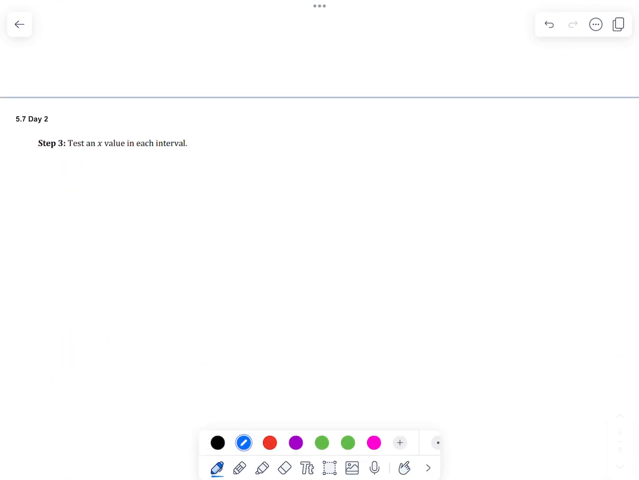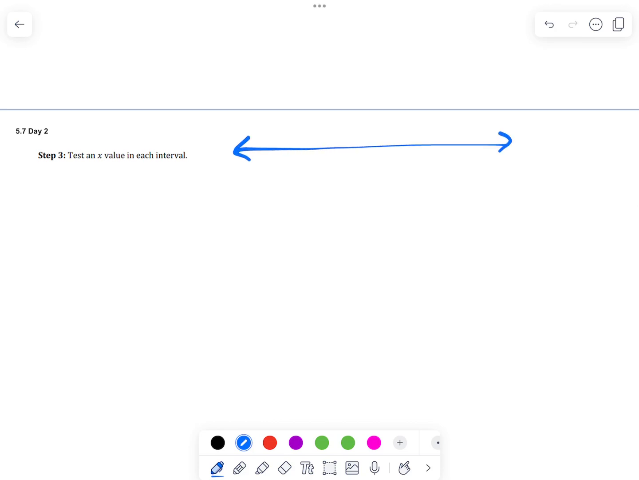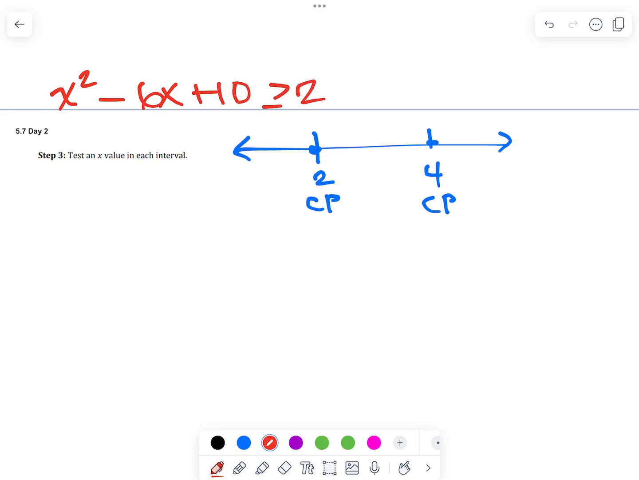So then we graph those on our number line. I call my critical points, my CPs. And then I need to test. So my inequality, remember, was x squared minus 6x plus 10 greater than or equal to 2. So I'm going to test a point of 0, 3, and 5.